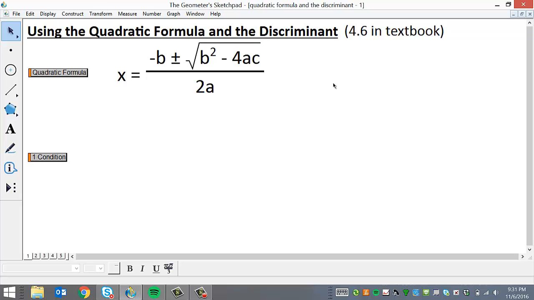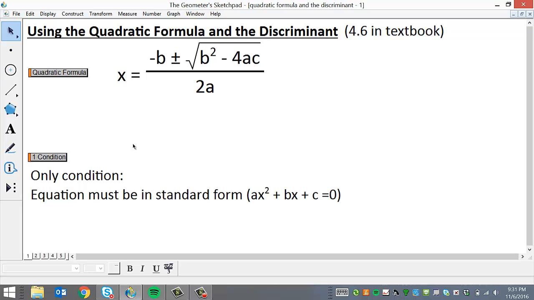Now, there's one condition that has to be true in order for you to be allowed to use the quadratic formula. And that one condition is that the equation that you're given must be in standard form. And again, if you don't remember, standard form is ax squared plus bx plus c equals 0. So once you get an equation in standard form like this, it's totally fine for you to use the quadratic formula.